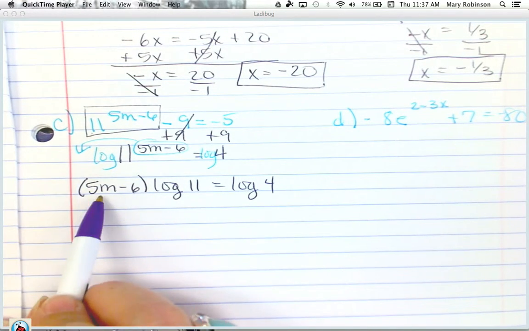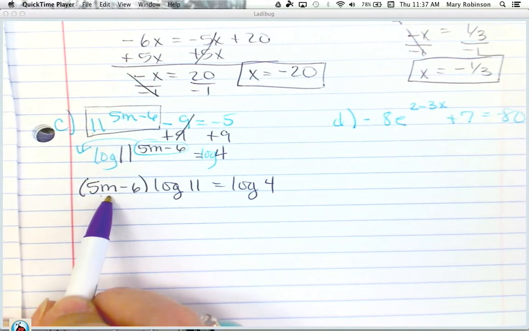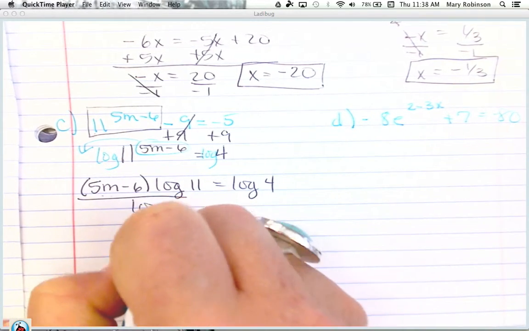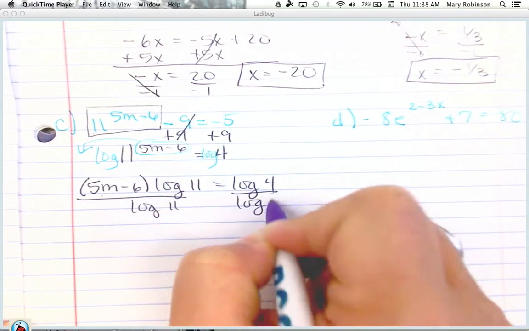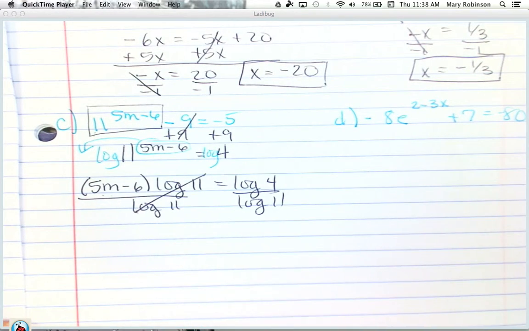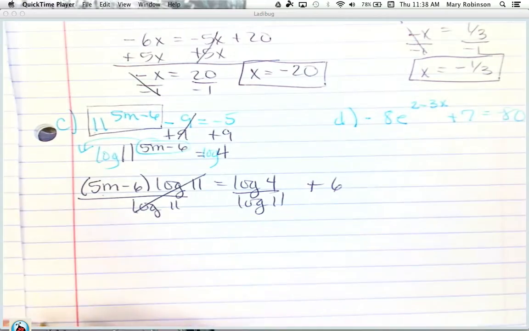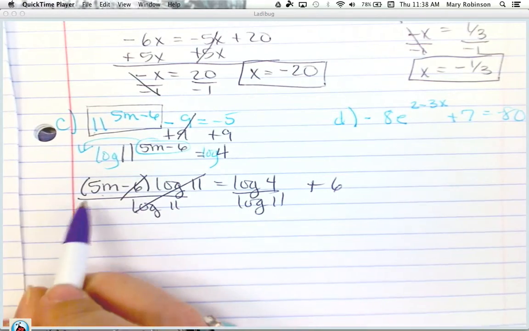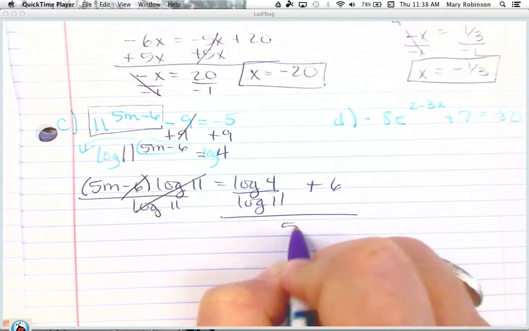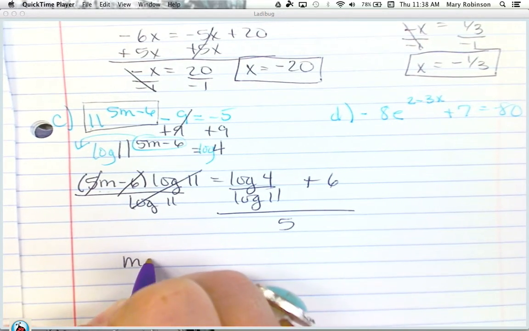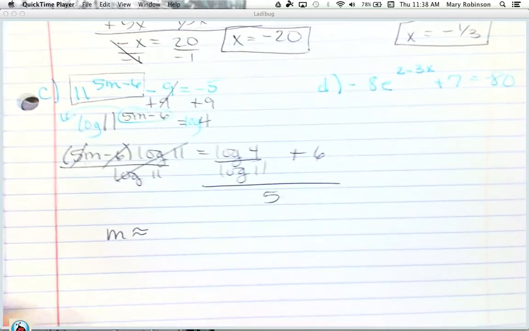To solve this, there's going to be 3 steps. Remember, your job is to get m by itself, but we can't do anything to this quantity until we get rid of the log. So let's first divide by log of 11. Now that's gone. Our next step would be to add 6. Now that's gone. And then divide by 5.